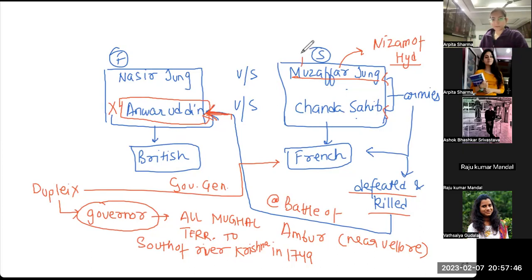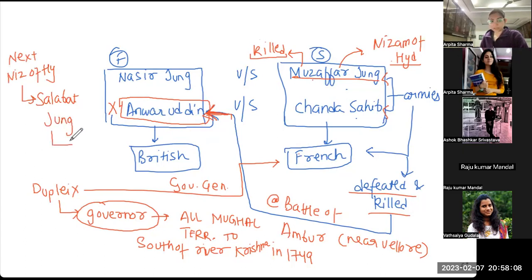Now Muzaffar Jung, after few months, he was also killed. So when he was killed, next Nizam of Hyderabad was appointed by the French only. So after his killing, next Nizam of Hyderabad became Salabat Jung. Salabat Jung basically was the uncle of Muzaffar Jung. So when Muzaffar Jung after few months was killed by his own ministers, here Salabat Jung was installed as the next Nizam of Hyderabad by the French only. Okay? He became the new Nizam.